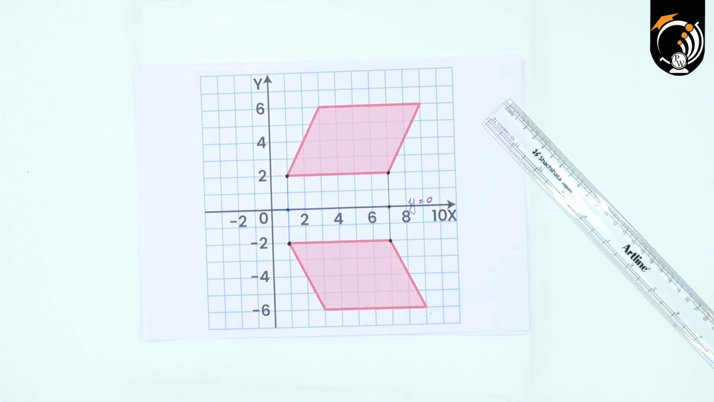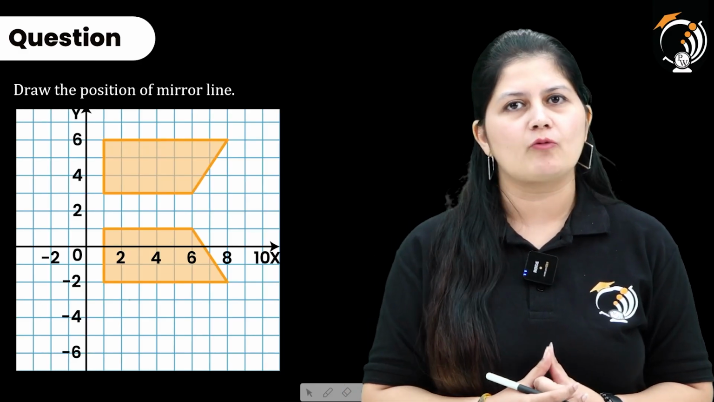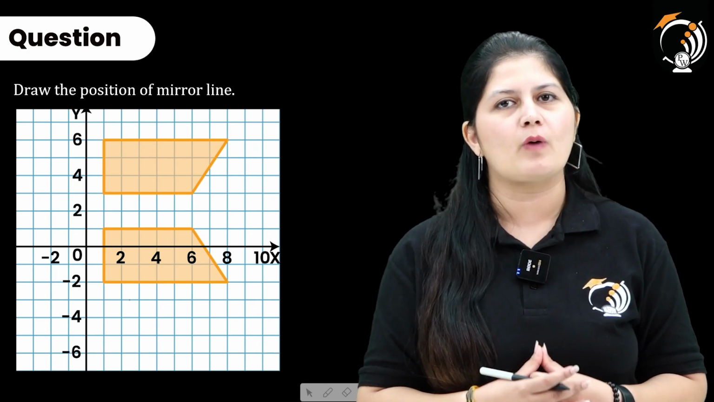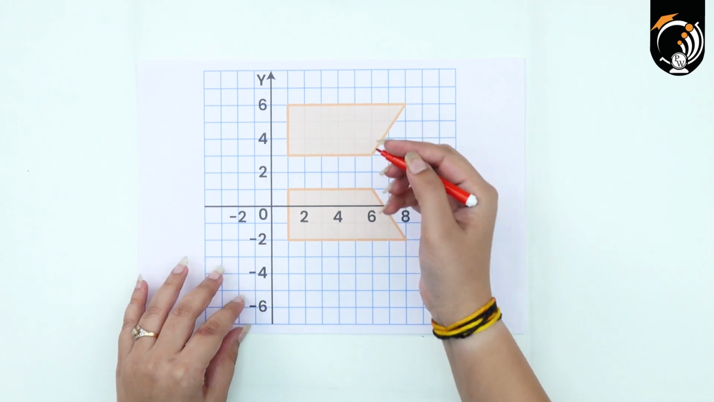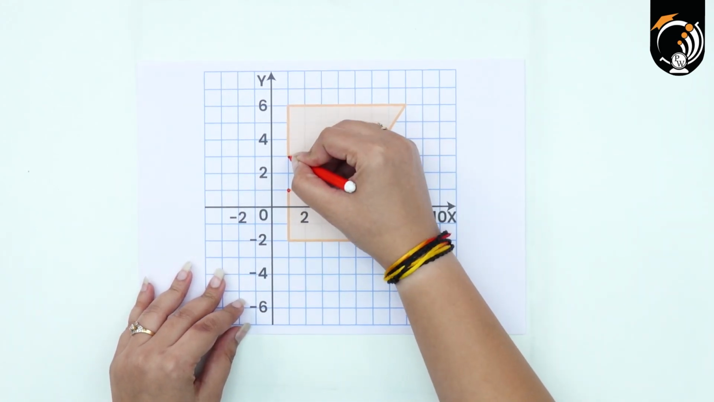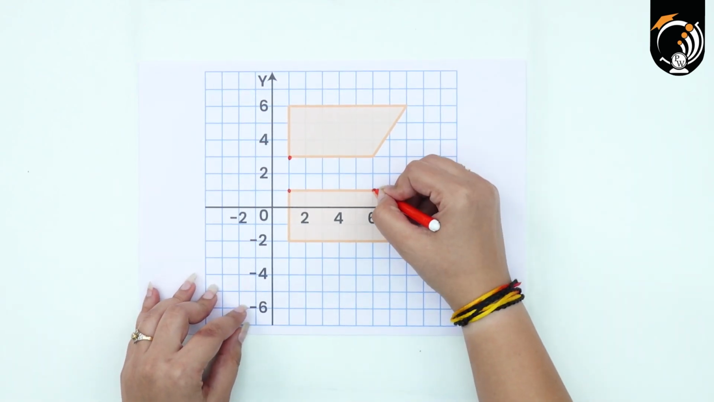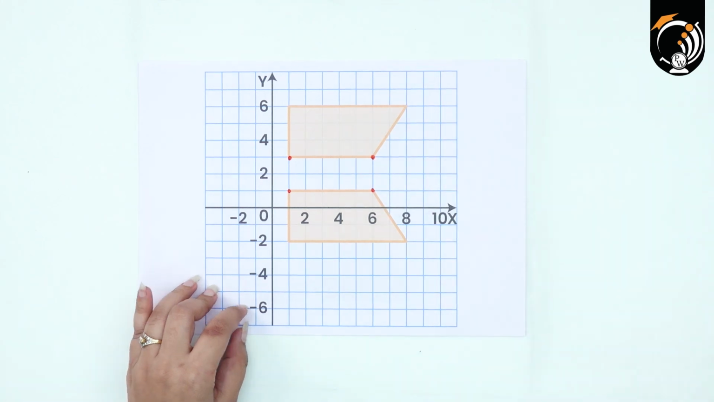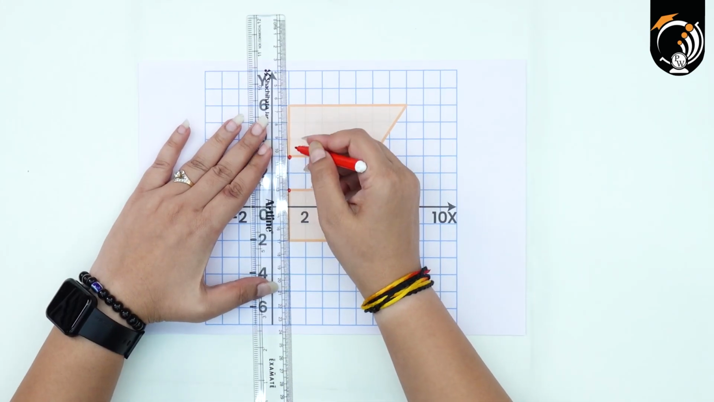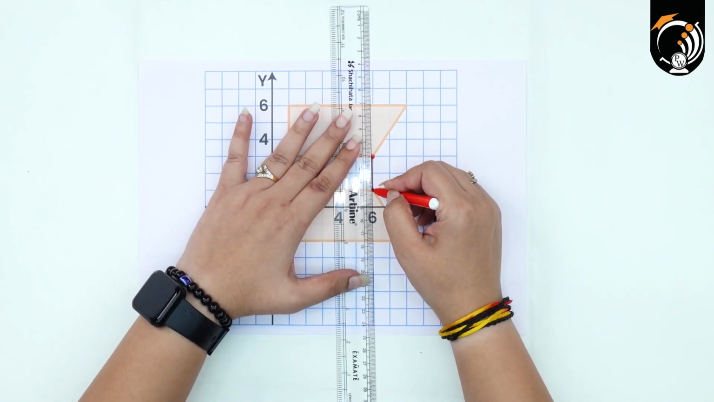Now let's move to the next one. Moving to one more example where we are going to find the mirror line. In this question, again we look for the corresponding points, which are this point and this point, and the other set of corresponding points are these two points, right? We follow the same steps here as well: we join the corresponding points and later look for the midpoint of them.